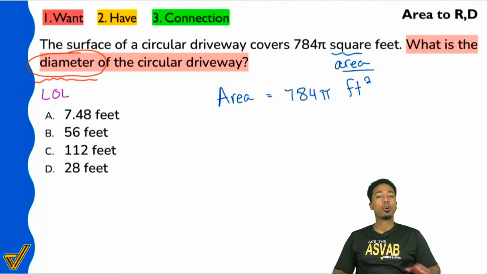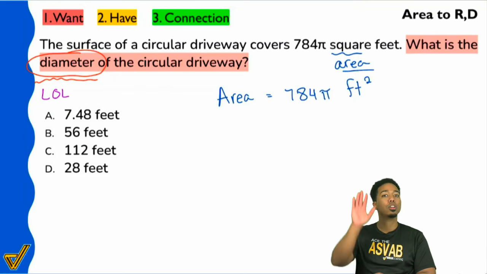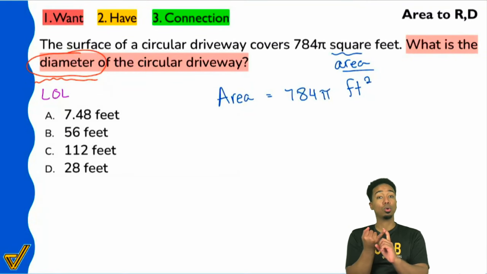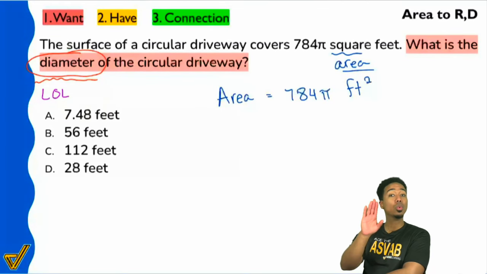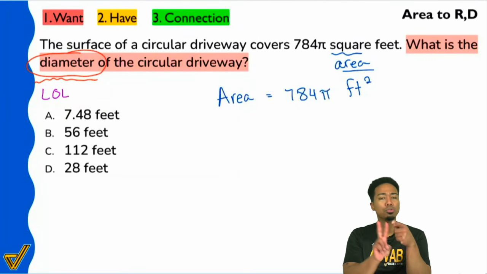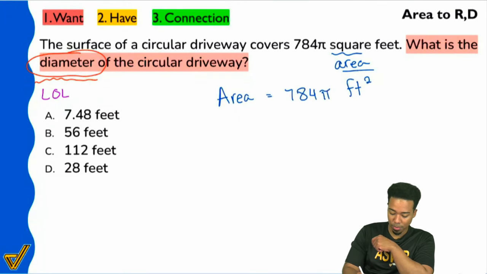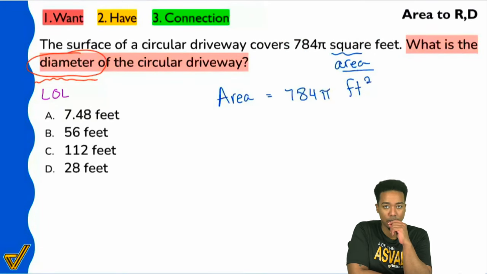Okay, but party people, for those of us that are feeling freaking out, that we're lost, pause. Do we understand how we got here? We're told, find the diameter, and we've identified that we were given the area. Are we good so far? Just those two things. The question states right here, what's the diameter? We can read that with our eyes. And number two, this means area because of, again, the phrase here, square feet. Square units is the area.